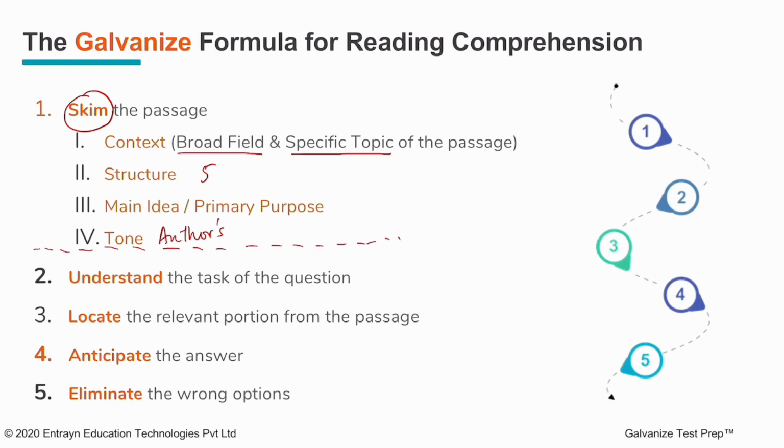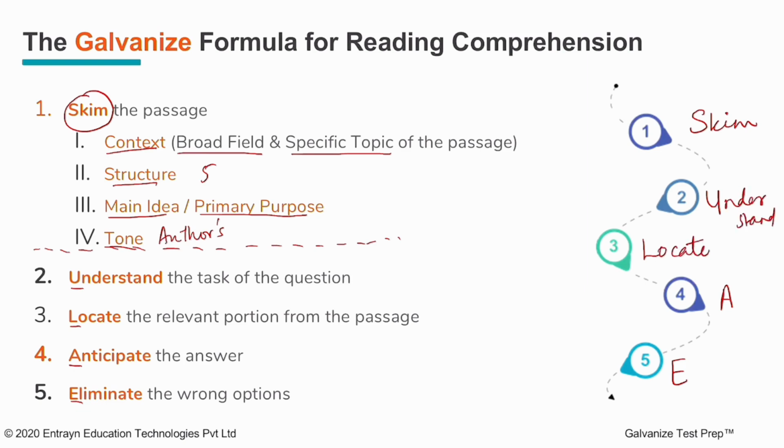So it's very important that you understand all of these steps. The skim, which means the context, structure, main idea or the primary purpose, and the tone. And then understand, locate, anticipate, and eliminate. If you would like a handy acronym, you can think of SULAE, or SULAE. Skim, understand, locate, anticipate, and eliminate. So keep these in mind. And within skim, again, you have 4 parts, which is the context, the structure, either the main idea or the primary purpose, and the tone of the author.